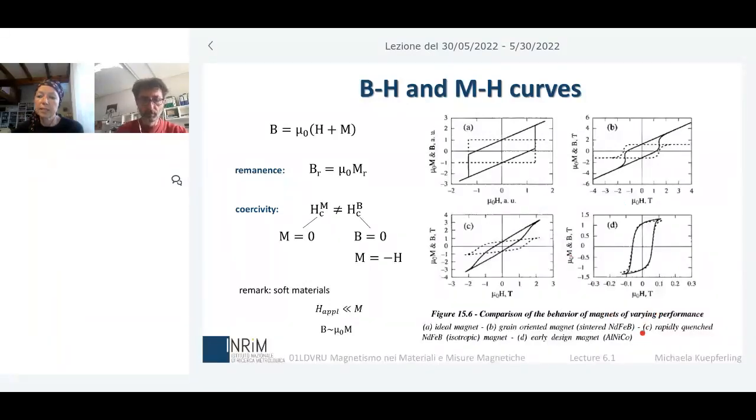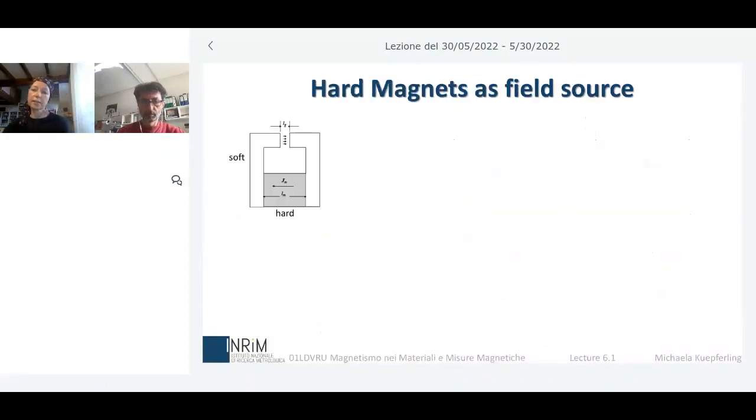Of course, immediately what you will see here in subgraph D is that one of the earliest magnets, which is alnico, has a much smaller coercivity with respect to neodymium iron boron. So you can see it's really a relatively poor permanent magnet with respect to neodymium iron boron and the magnets that we use nowadays. Nevertheless, we will see that it's still used because it had other kinds of advantages. But let's now move on to why we use hard magnets.